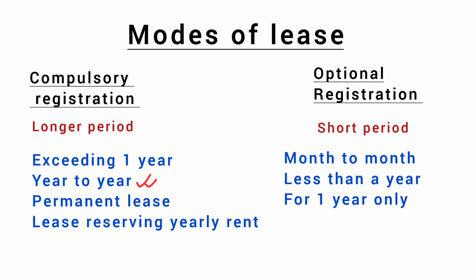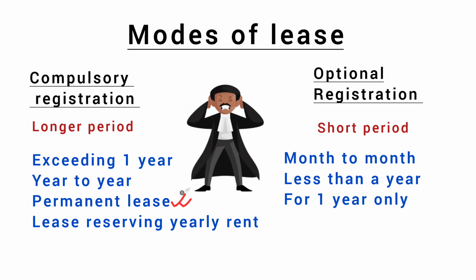Here, the renewal will be done from year to year. After completion of each year, the renewal will be done. For each and every renewal, registration is compulsory. Lease for a term exceeding 1 year, it can be 1.5 years or 2 years. And then lease reserving a yearly rent. Here also registration is mandatory. And in the last case, in permanent lease, registration is mandatory.